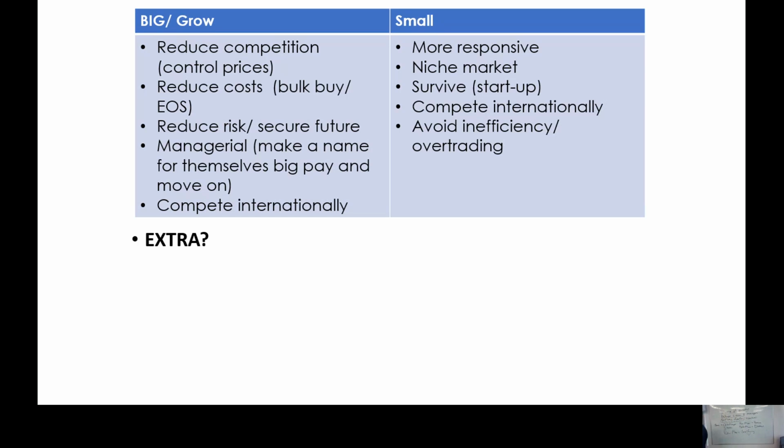And some businesses can compete internationally. So you may saturate your domestic market. You've got 100% of the market. If you want to continue to grow, you can move into international markets and compete internationally.